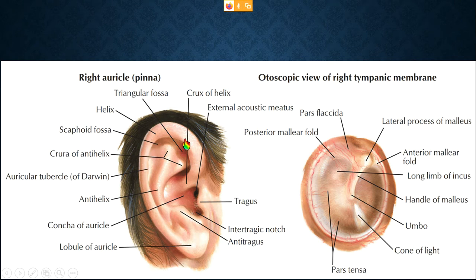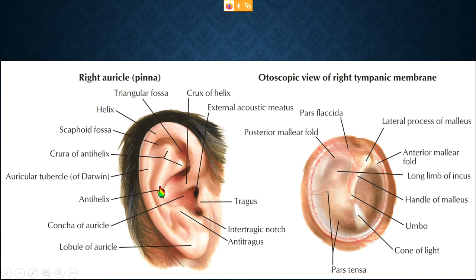Then the antihelix. Now we are going to see the antihelix. Exactly in front of the helix, in front of this peripheral margin, we can identify another projection called the antihelix. It is parallel with the helix. It partially encircles the deep depression. This space is called the concha, and the concha is covered by this antihelix.